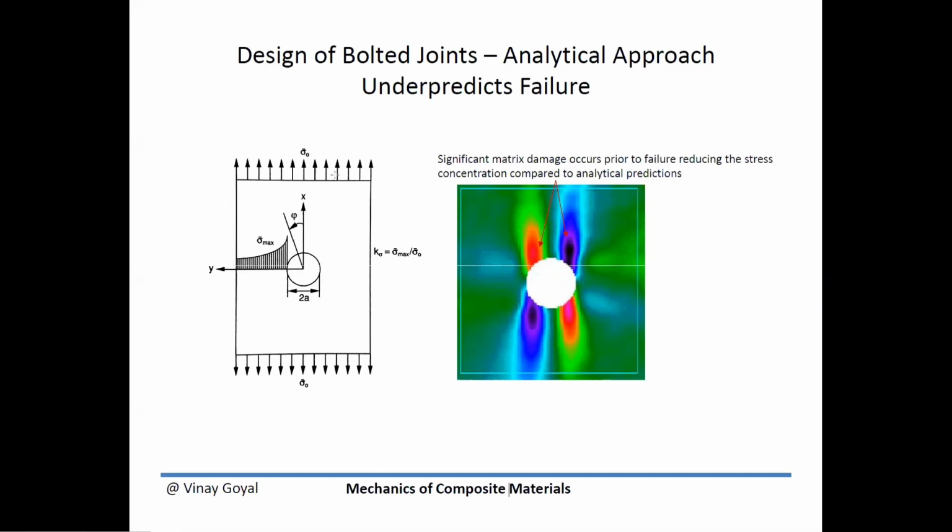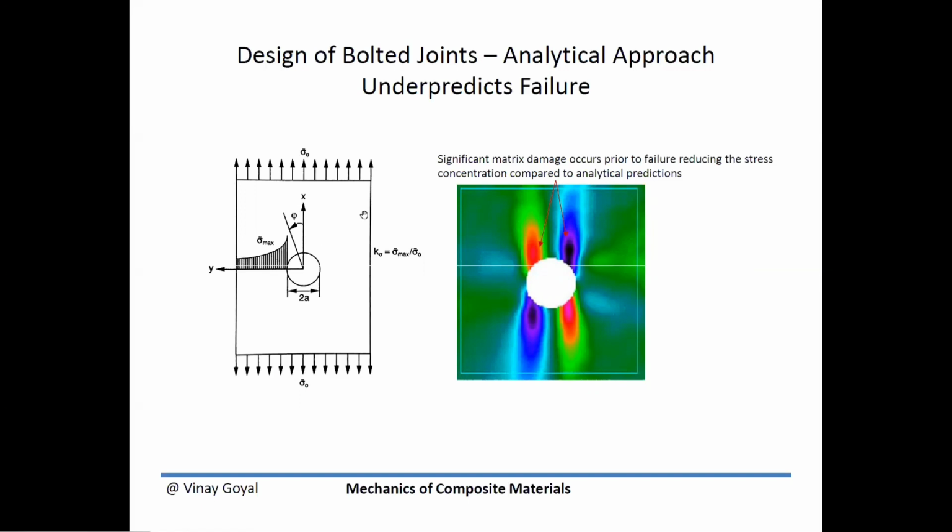One of the things I want to point out is that when you apply loading to a composite, the analytical approach tends to underpredict. It tends to be way conservative compared to the failure load that you may get when you test. It can be up to 50% lower than the failure load that comes from the testing.